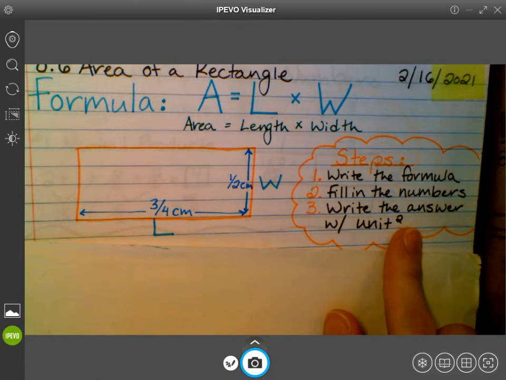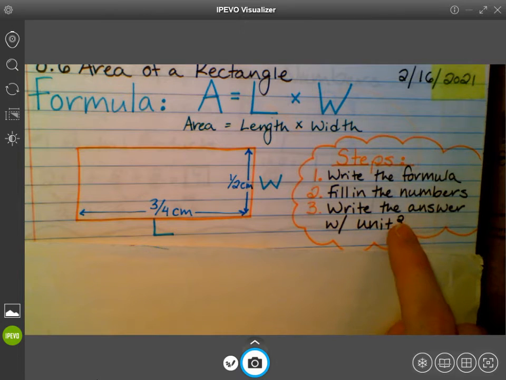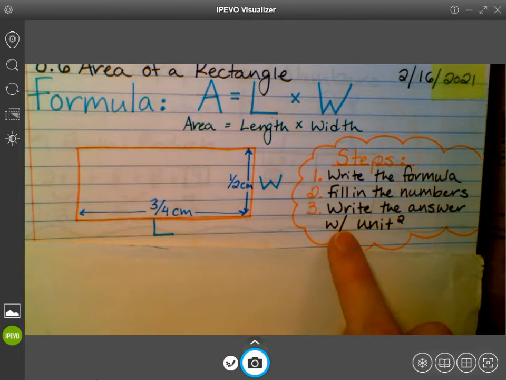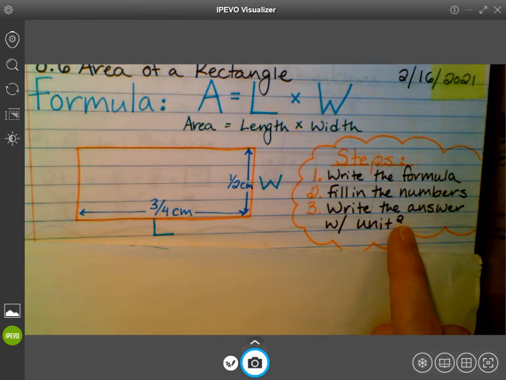Does anyone know why when we write the area, we write the unit with that little 2 at the top of it, that exponent 2, that squared symbol? So we write the answer with unit squared. So whatever the unit is, we square it. Does anyone know why we do that when it comes to area? Why don't you turn and whisper to the person next to you? Why do you think we do that?